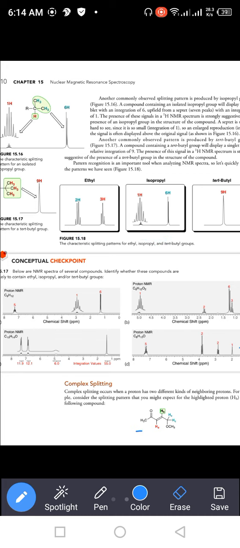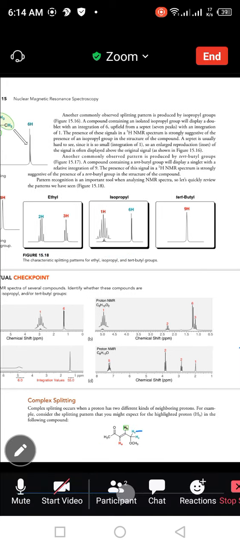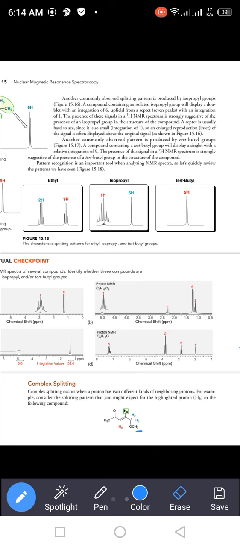And the third group is the tertiary butyl. In tertiary butyl, only a single peak is observed, having 9 proton integration value.